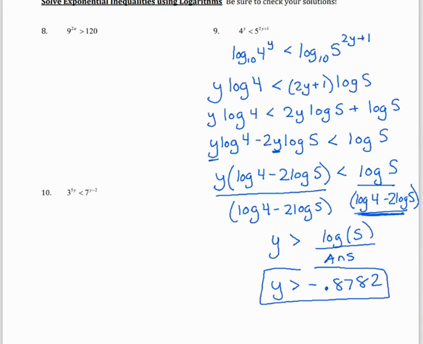Okay, so you try 8 and 10. Remember, our goal here is if we can write them with the same base, fantastic. Otherwise, we're going to convert to logarithms using that common log base 10.